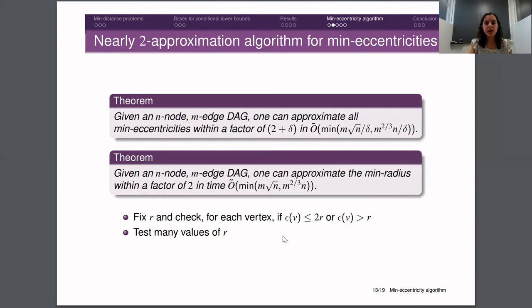And the reason why you have this delta for min eccentricities, but you don't have the delta for min radius, is because there are a lot more min eccentricities, whereas there's only one min radius. So you have to test more values of r, and that's where the delta ends up coming in in order to approximate min eccentricities, whereas you can just binary search to get the min radius.